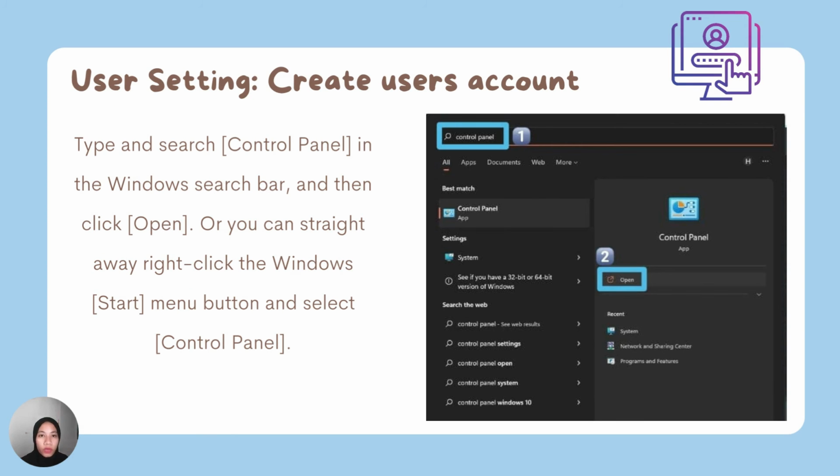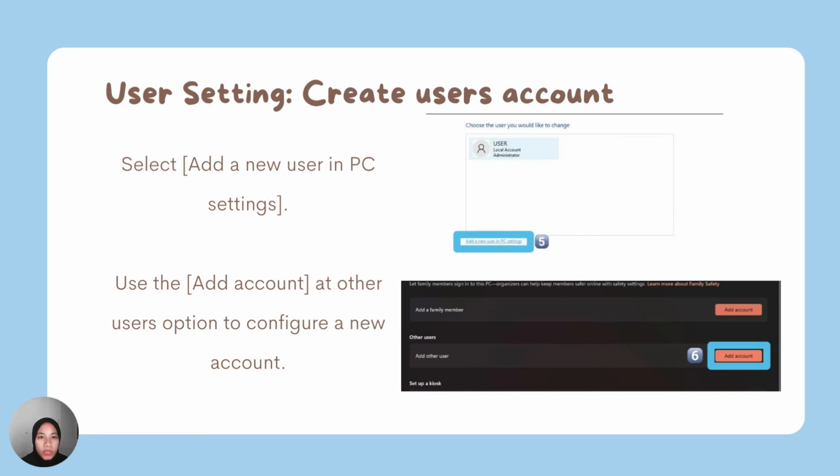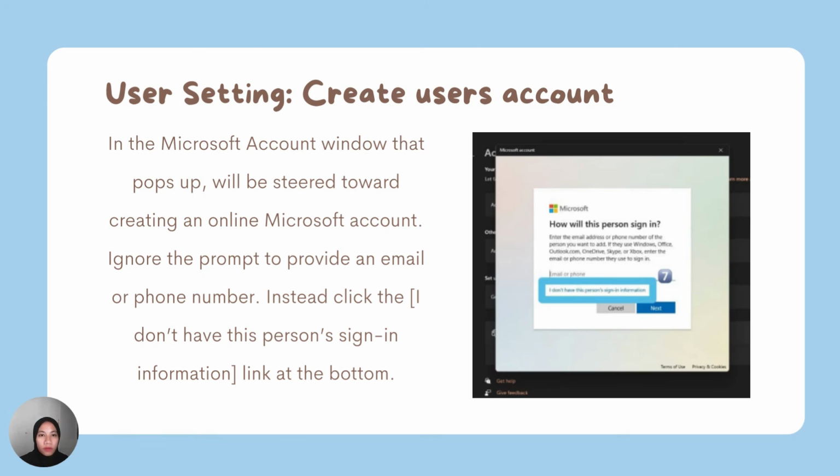Next is to create a user account. First, type and search control panel in the Windows search bar and then click open, or you can straight away right click the Windows start button and select Control Panel. And then select User Accounts and Manage another account. Select Add a new user in PC settings and use the Add account and other users option to configure a new account. In the Microsoft account window that pops up, you will be steered toward creating an online Microsoft account.